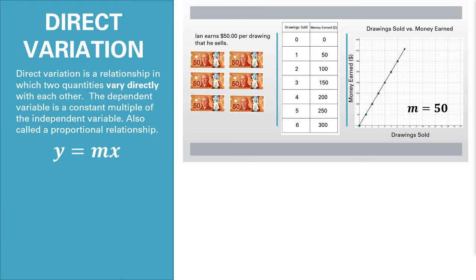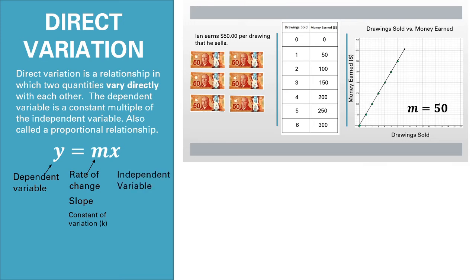As we did with the other scenario, we're going to use this scenario to try and reflect on the definition of direct variation. As you recall, when we write direct variation as an equation, it is in the form y equals mx, where y is our dependent variable, m is our rate of change or slope or constant of variation, and x is our independent variable.